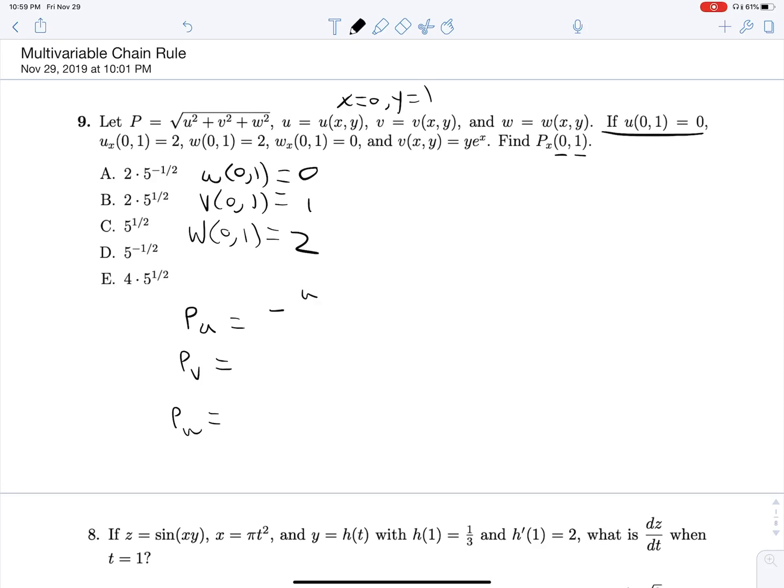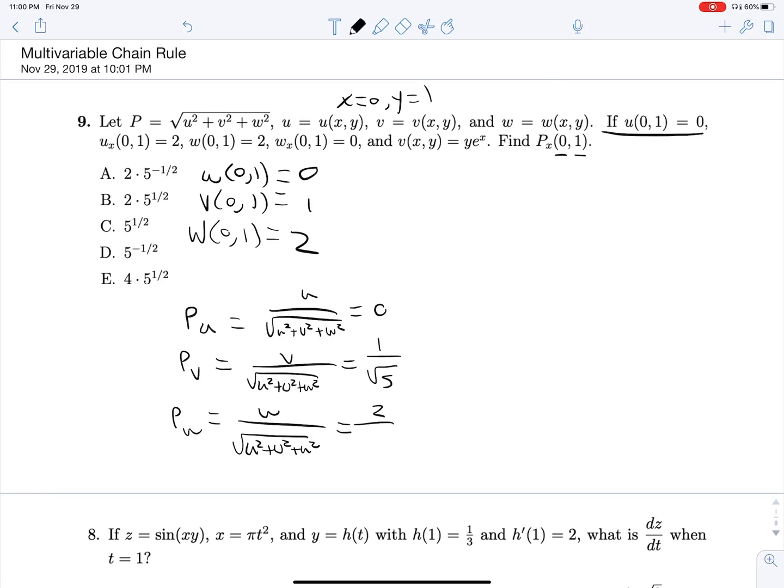We're just going to get u over root u squared plus v squared plus w squared. We will get v over root u squared plus v squared plus w squared, and we will get w over root u squared plus v squared plus w squared. And in this case, u squared plus v squared plus w squared is just going to be 5, and so the square root of that is just going to give us root 5. And so we can actually solve these. This is just going to be 0 because we will get 0 over root 5 because we know that u is equal to 0 here. We will also see that v over here is going to be 1 over root 5, and down here we will get 2 over root 5.